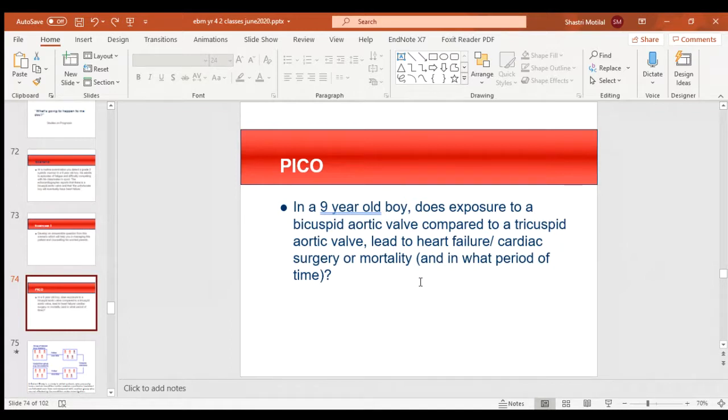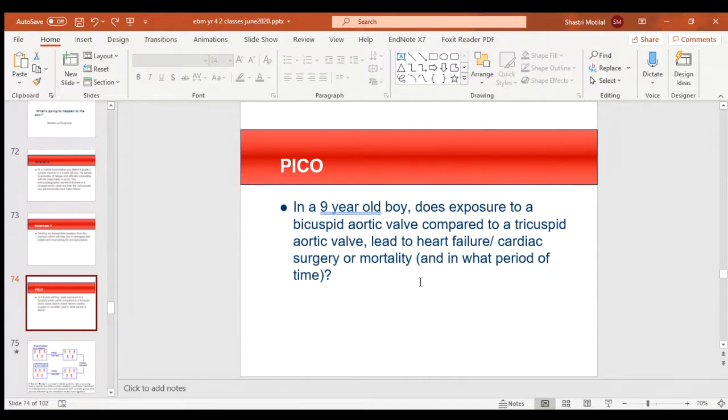So the PICO for a prognosis or a cohort type study or question, the I and the C are just risk factors. We could ask many PICOs. In an adult, does smoking compared to no smoking lead to lung cancer? In an adult, does having high cholesterol compared to low cholesterol lead to development of stroke? So these are examples of PICO questions that we could ask for cohort studies.